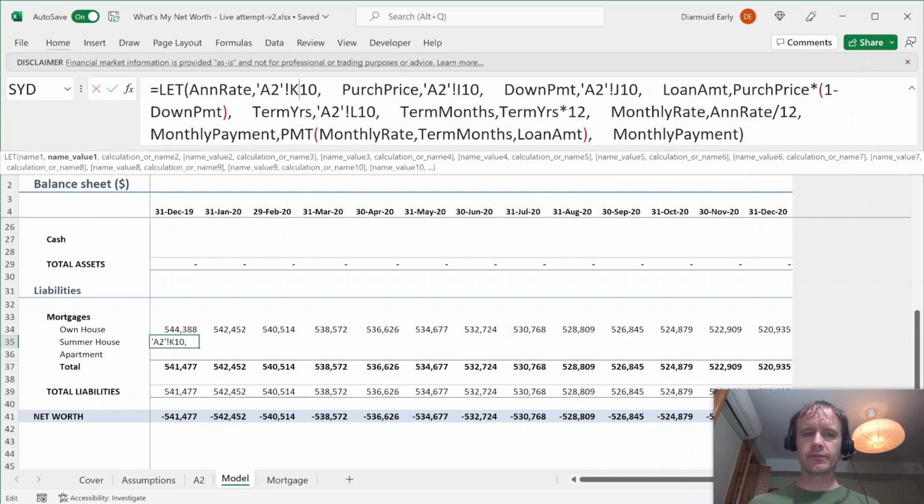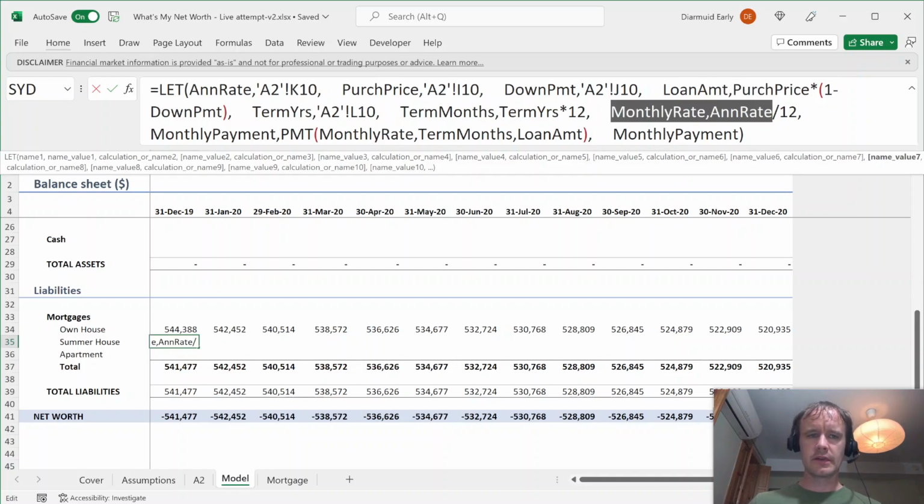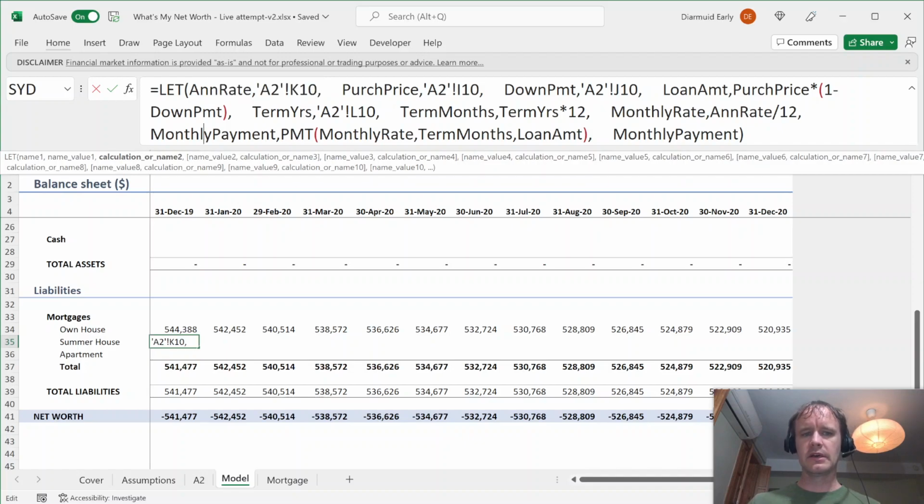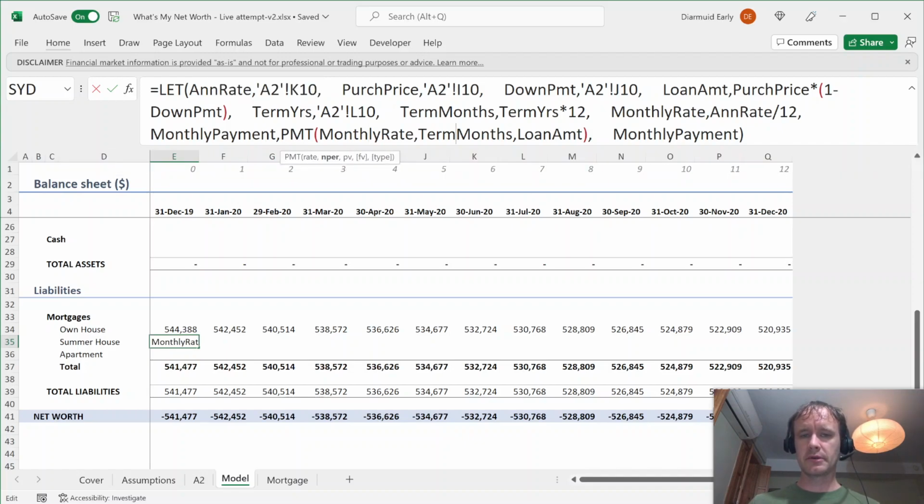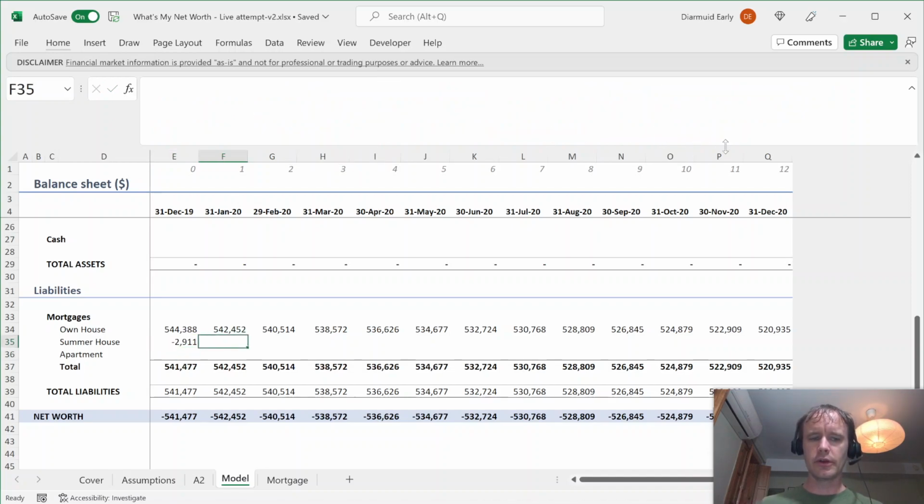Okay, so I get the annual rate from some assumption cell, I get the purchase price from some assumption cell, down payment from some assumption cell, the loan amount is the purchase price times 1 minus the down payment, that makes sense. I get the term in years from some cell, term in months is that times 12, makes sense. Monthly rate is the annual rate divided by 12, makes sense. Probably would be more sensible to put that one next to this one, make it a little easier to read, but you get the idea. And then the monthly payment is just the PMT function of the monthly rate, the term in months, and the loan amount. So what you've got is effectively documentation of your logic by having all these names throughout here. And then, none of those names exist elsewhere. Like if I say rate over here, it doesn't exist.